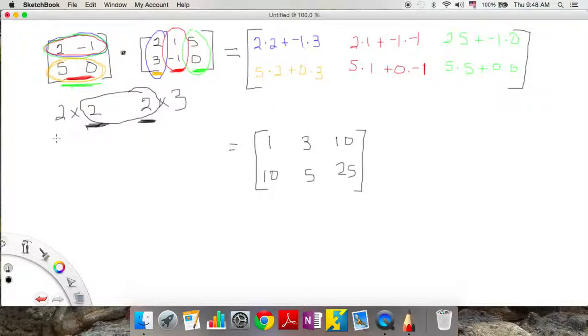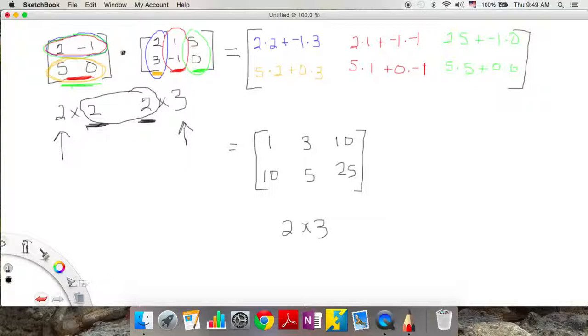Now, notice your answer is going to be row by column, the outside ones. The middle ones have to match, and your answer is going to be this outside size here, 2 by 3. So that's multiplication of matrices. Row times column gives you the row column entry. Make sure you look at this carefully and work on it, and look at the examples in the book and make sure that you know how to do that.